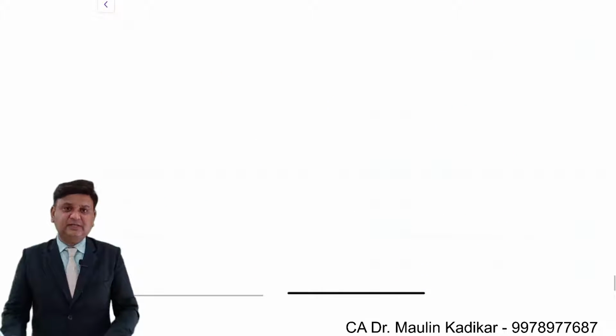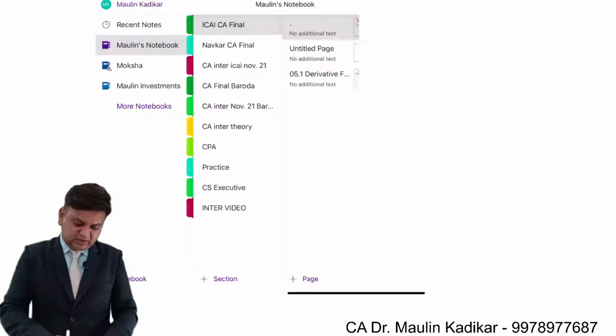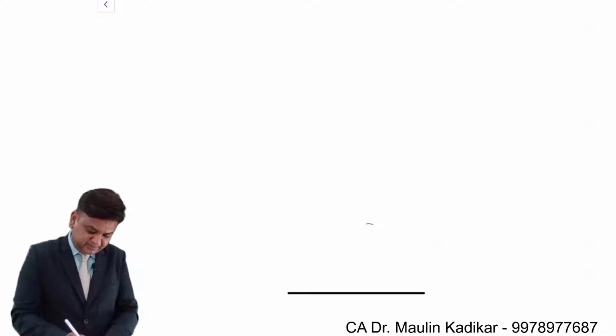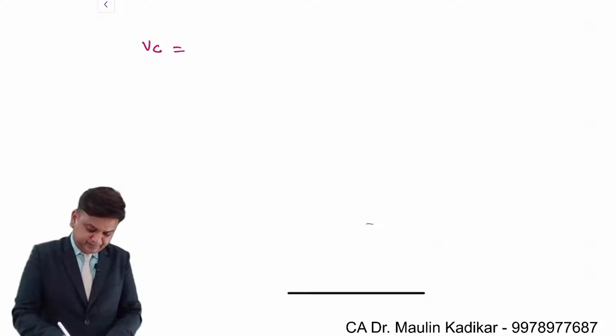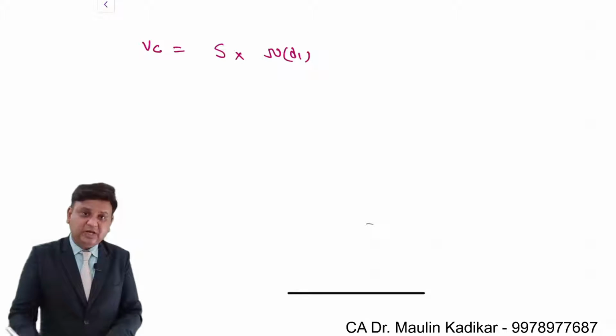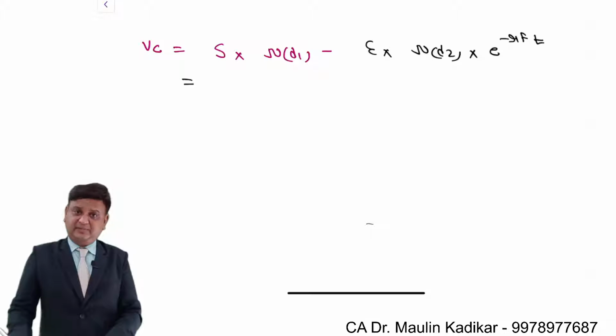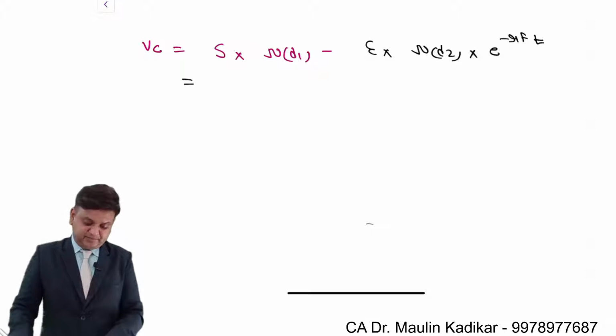Now before I tell you the step number 3, I would like to tell you the kind of formula which we are going to apply for calculation of the premium. Value of the call, means call premium, is equal to spot price of the equity share into ND1 minus exercise price of the option into ND2 into e raised to negative RF into T. This is the simple formula which is required to be applied for premium calculation.